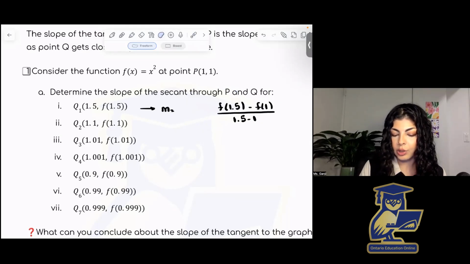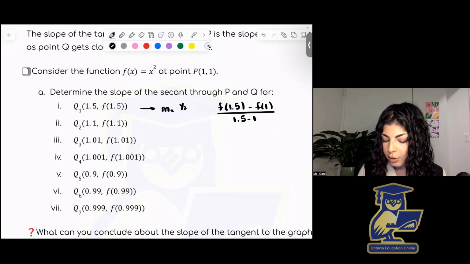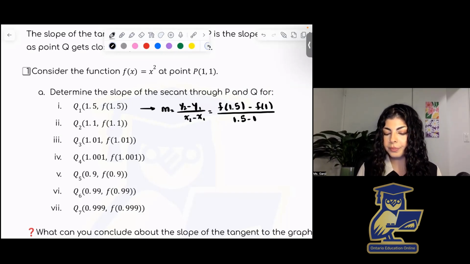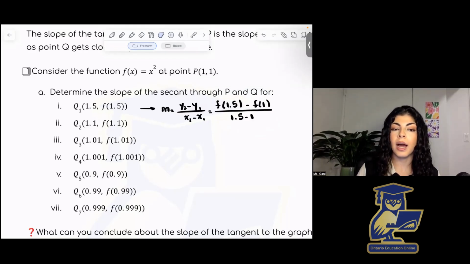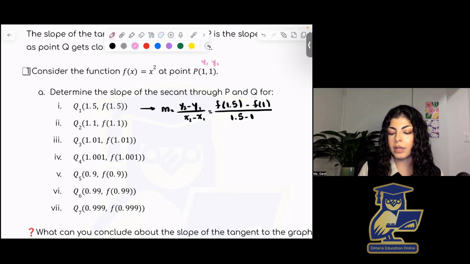And let me add actually this part for you. So this is y2 minus y1 over x2 minus x1. And really, it doesn't matter which one you choose as y2 and x2 and which one you choose as y1, x1. You can set this one, or sorry, x1, y1.